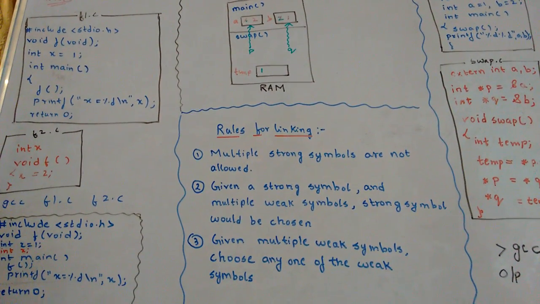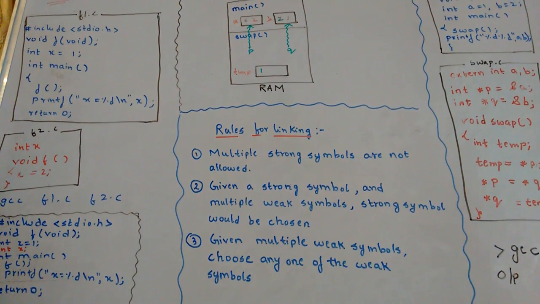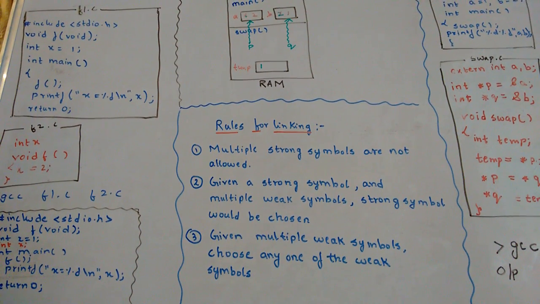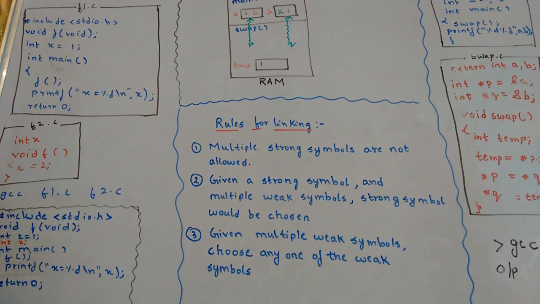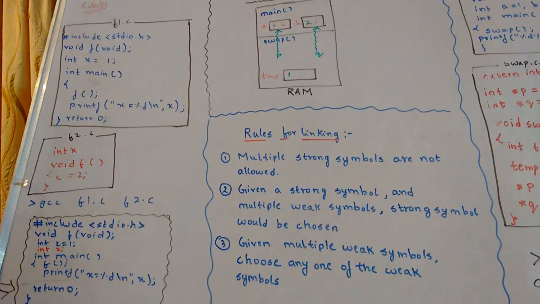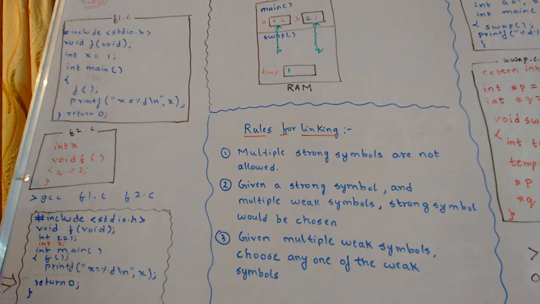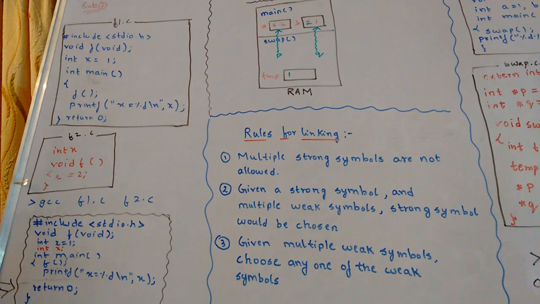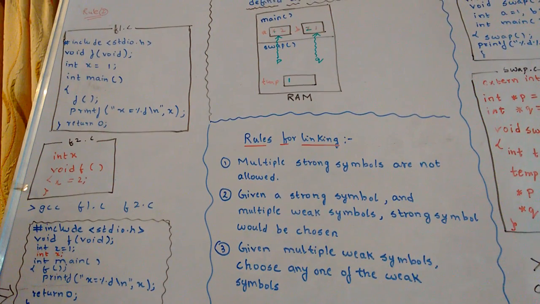So in f1.c, I begin by saying #include <stdio.h>, and then void f(void), int x = 1, an initialized global variable, hence x is a strong symbol. After which, int main, and within the main function I am calling the f function, and then there is a printf statement, and a return statement to return back from the main function. So in f1.c, the global variable x is a strong symbol. That is the only strong symbol that is present.